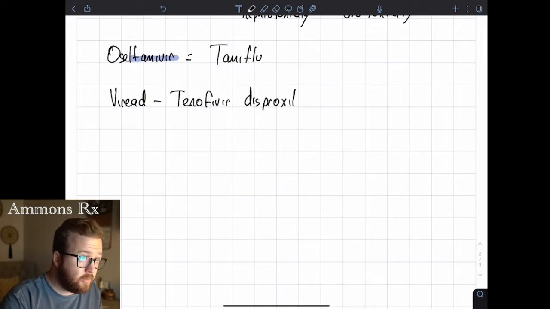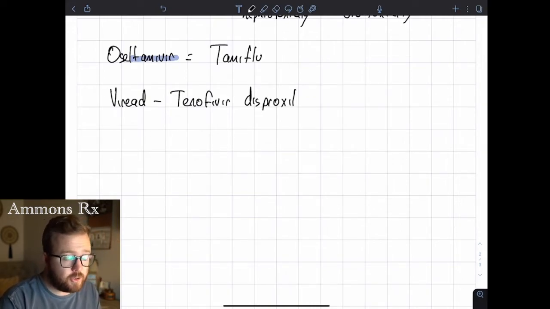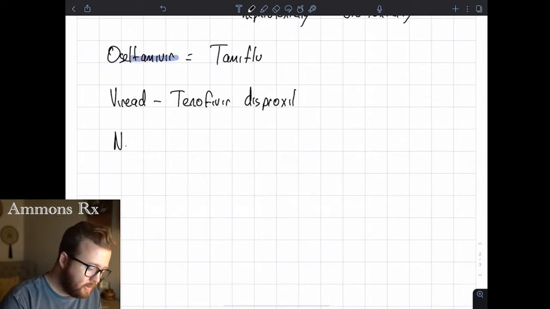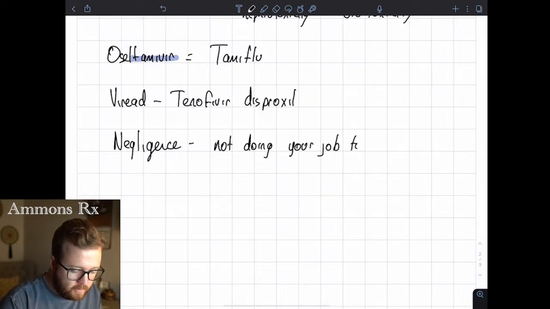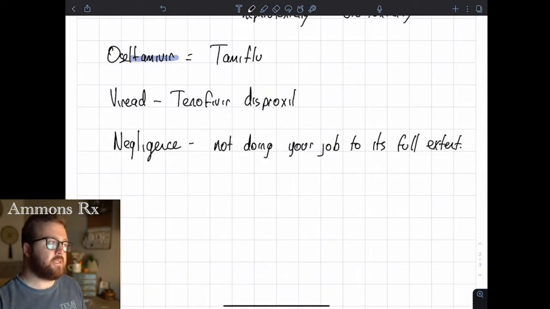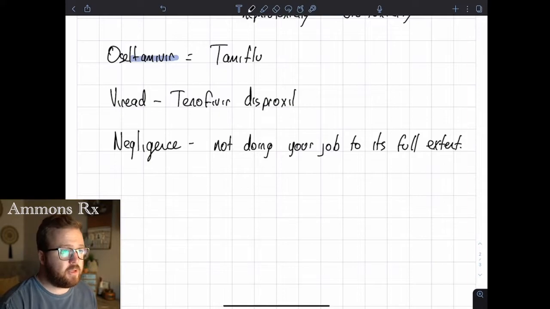So that's your job. And if it is your job and you should do it, not doing it would be negligence. And negligence literally means to not do your job. Not doing your job to its full extent. So what that means is, even if you are kind of doing your job, you're not doing it correctly, you're not actually asking all the questions that you should. That is an example of negligence.